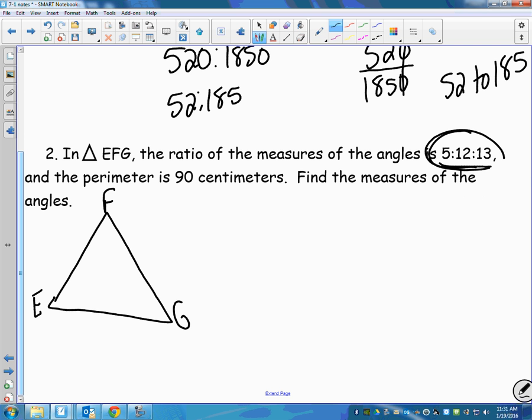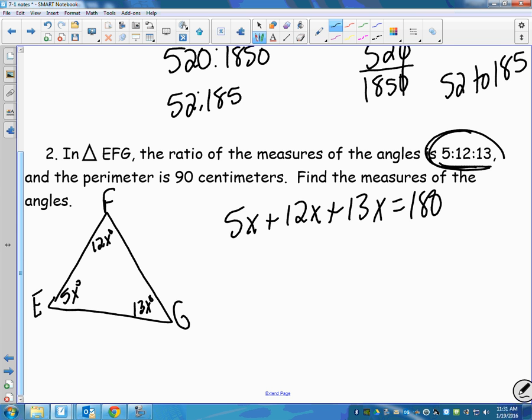So what if I called one angle 5x? Could I do that? If I called this 5x degrees, could I say this is 12x degrees? And this is 13x degrees? And so then, playing off what Audrey said, could I use that, knowing that they add up to 180? I can't just say 5 plus 12 plus 13 equals 180, but I could say 5x plus 12x plus 13x. And I could solve that for x and actually figure out what the angles are.